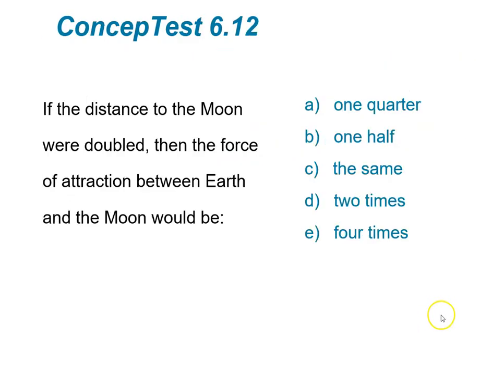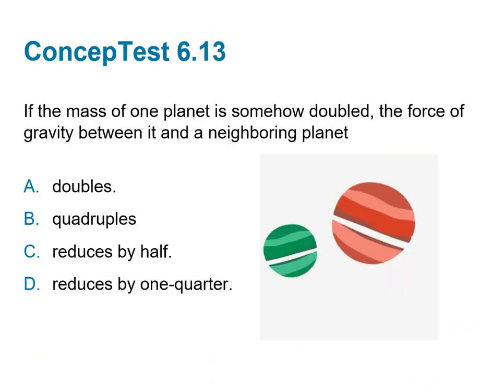The answer is C. If the distance to the moon were doubled, then the force of attraction between the Earth and the moon would be, again, it depends on the inverse of the distance squared. So 2 squared is 4, so 1 over 4 is 1/4. So the force of attraction then would be 1/4. And so that's answer letter A.